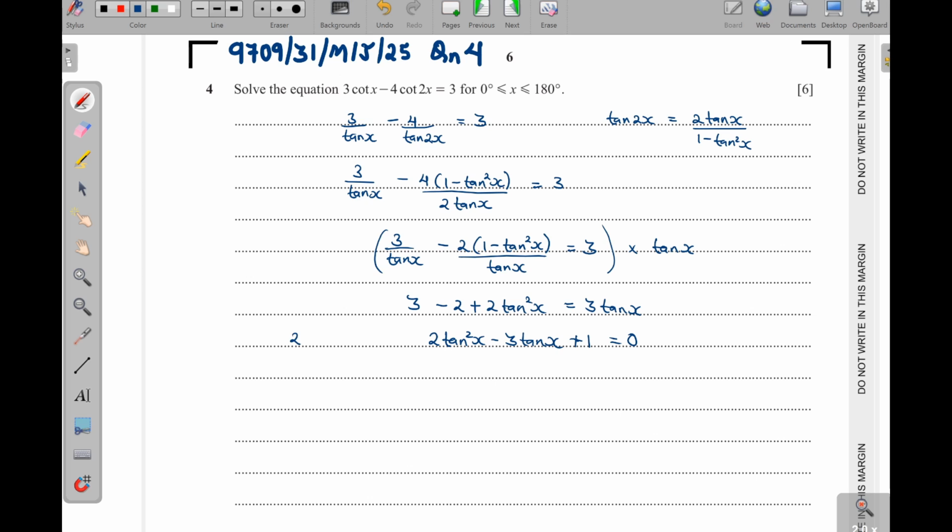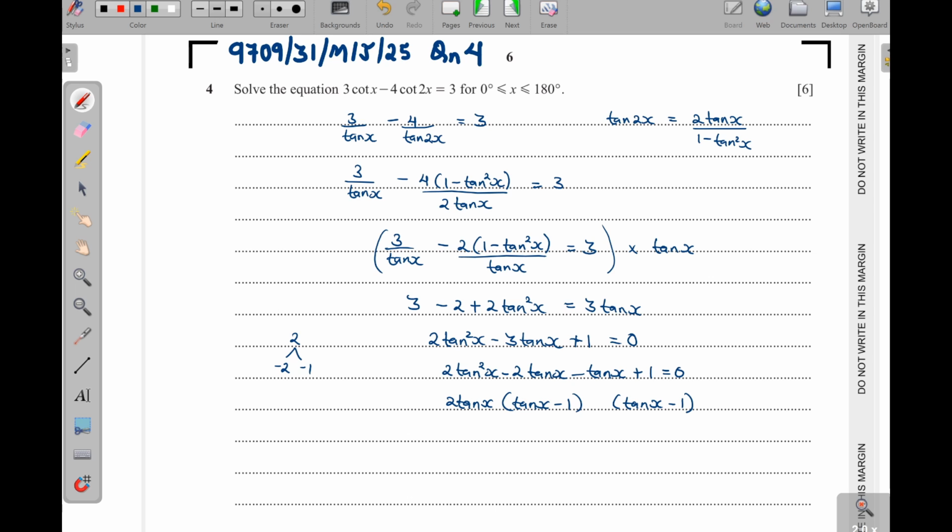Because if we have 2 times 1, that is the product, not so? And then we get two numbers, when we add them we get negative 3, that will be a negative 2 and a negative 1. So meaning we have 2 tan squared x minus 2 tan x, then minus tan x, then plus 1 is equal to 0. 2 tan x here is common, then we shall have a tan x here, then a minus 1 here, and then we just open these brackets again.